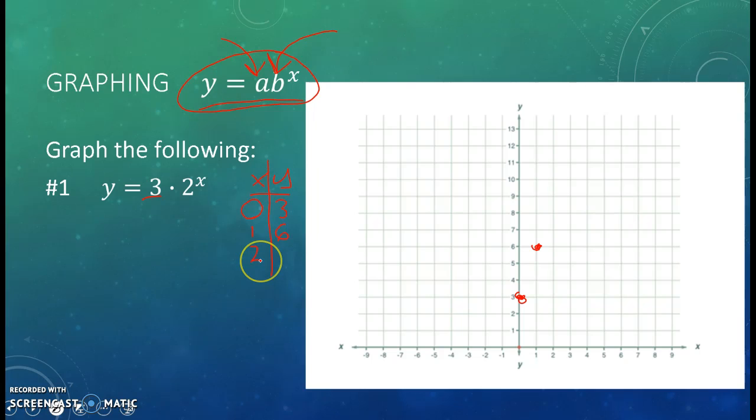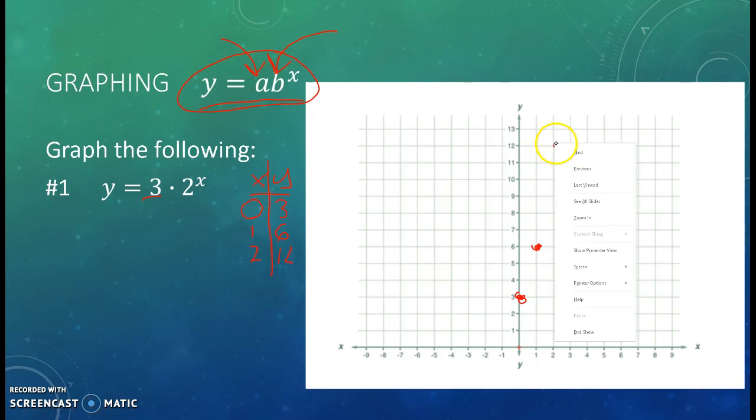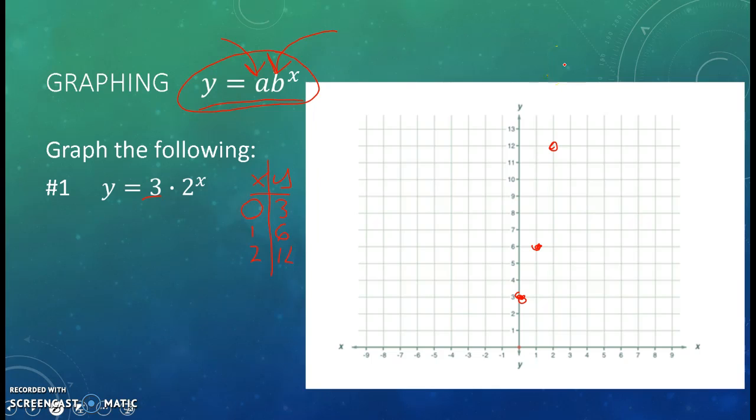And when I plug in a 2, it's 2 squared. 3 times 4 is 12. So I'm going to take that 6 and double it, and it's going to be up at 12. So you can see this is growing kind of rapidly. It starts at 3 and then 6 and then 12, and then it'll be up to 24 and then 48 and 96 and so on. So you can see how it grows really rapidly.